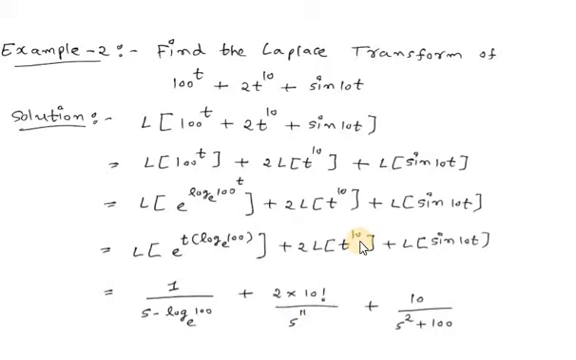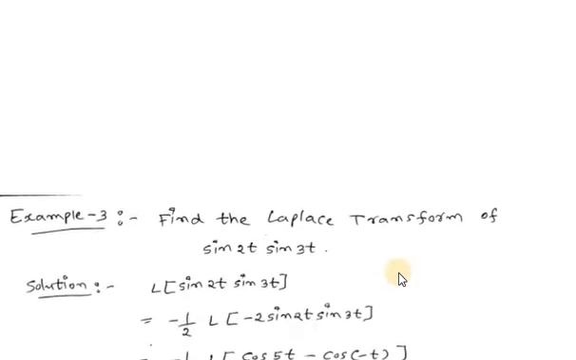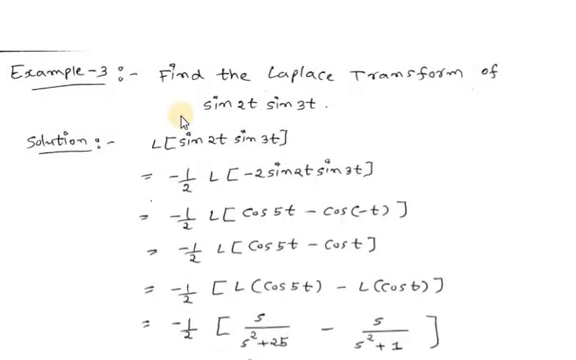So replacing n by 10, it is 10 factorial over s raised to 11. And Laplace of sin at is a over s square plus a square, and in this case the value of a is 10, so replacing a by 10, the answer is 10 over s square plus 100. Okay, now we will see example number 3.